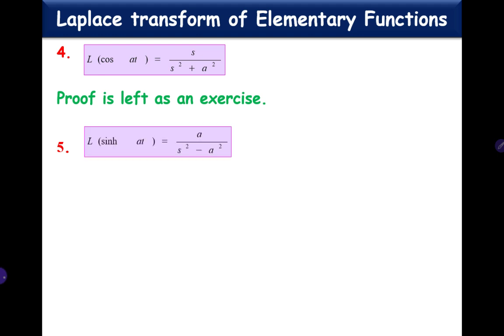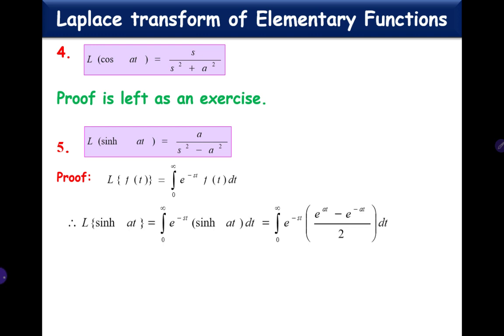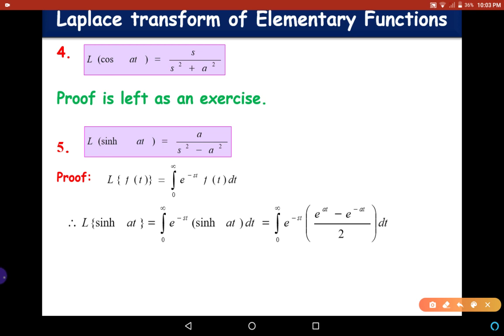Next, we go for the Laplace transform of sine hyperbolic function at, which is a by s square minus a square. Again we start with the definition of the Laplace transform, and in place of f of t we write sine h at. So L of sine h at is the integral 0 to infinity e power minus st into sine h at, and we know that sine hx is e power x minus e power minus x by 2. Therefore, in place of sine h at, we write e power at minus e power minus at by 2.